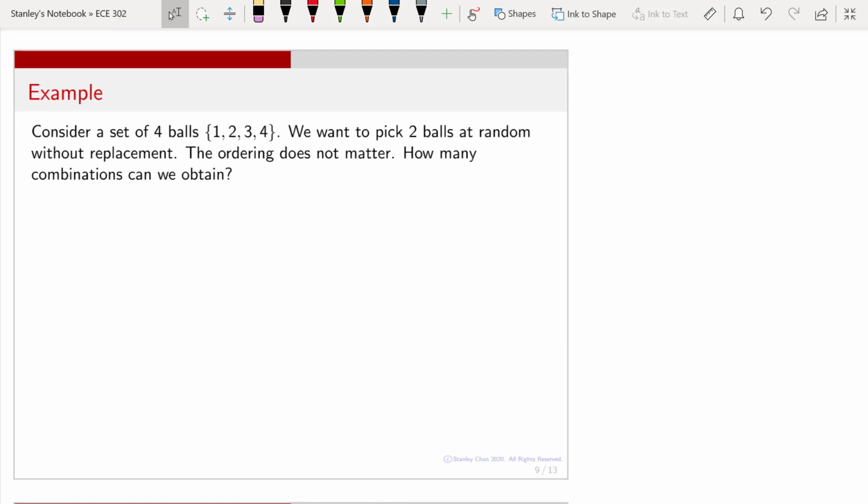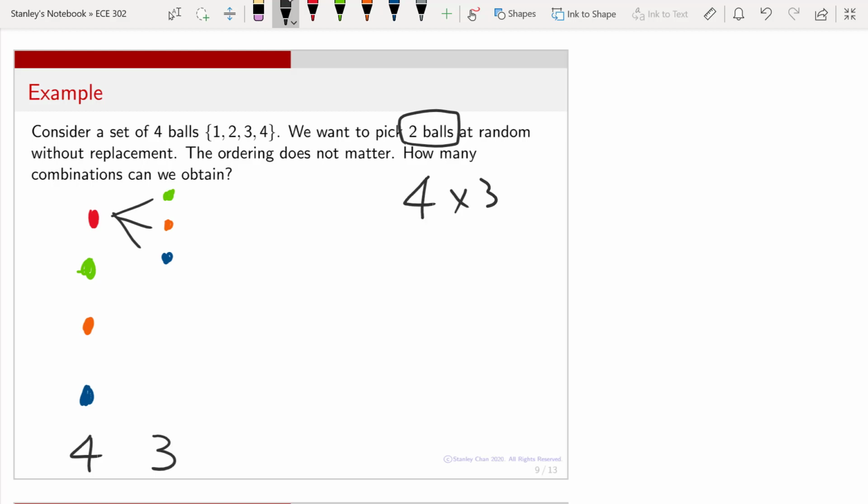So here is an example. Suppose you have 4 balls. You want to pick 2 balls at random without replacement, and the order does not matter. And we ask how many combinations you can have. So you have a red, a green, an orange, and a blue, and you want to pick 2 balls. So we go to the second stage. Then you have green, orange, and blue as a choice. So you have 4 choices here and 3 choices here. However, since you're picking 2 balls, you need to remove the redundancy. So it will be 4 times 3, divided by how many options here? It will be 2 times 1. Originally you have 12, and now you need to divide by 2, so you have 6 options.